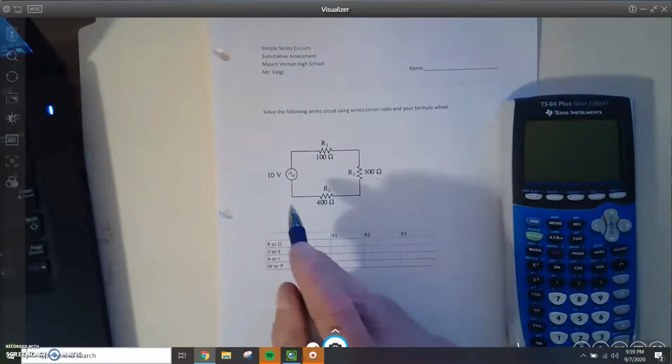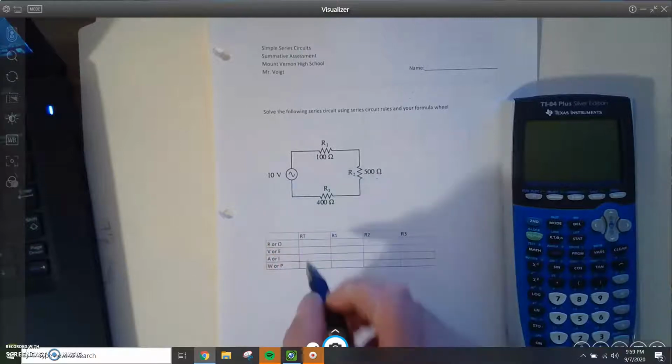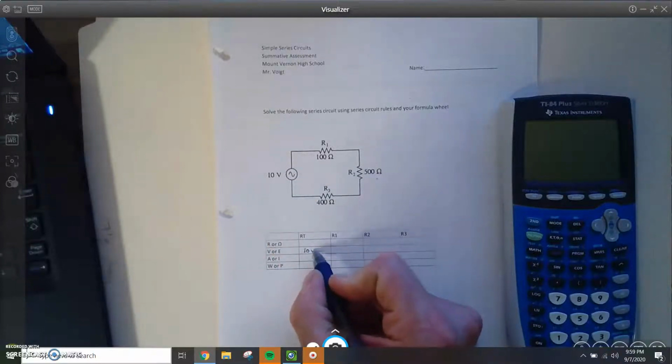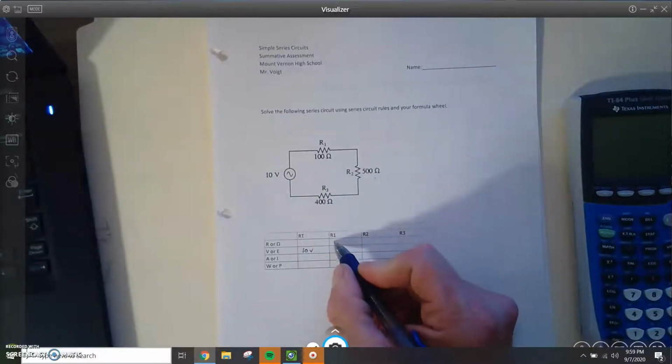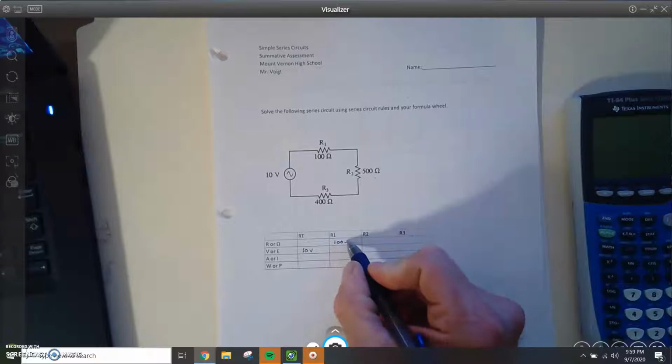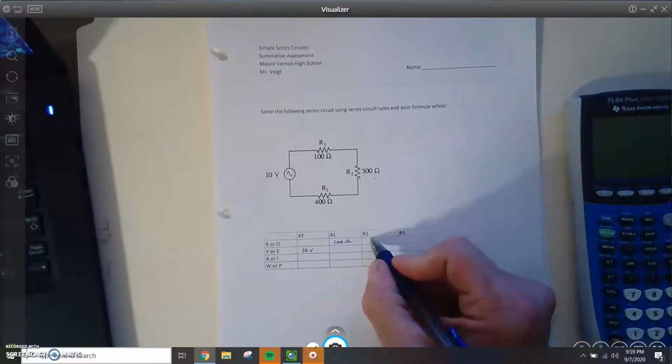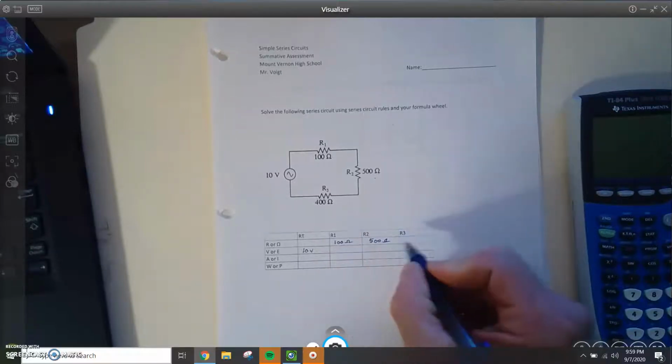So coming down here, we have 10 volts total right there. And at resistor 1, we have 100 ohms. We have 500 ohms at 2 and 400 ohms at 3.